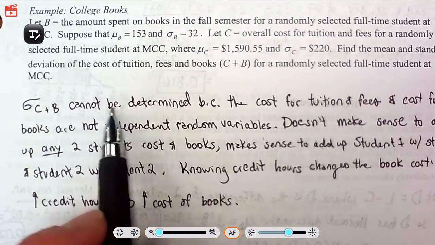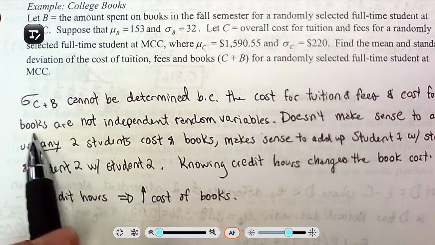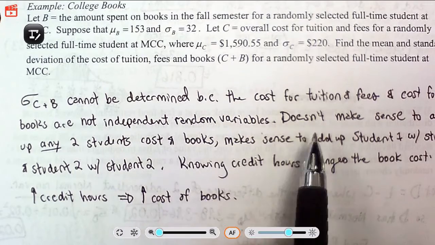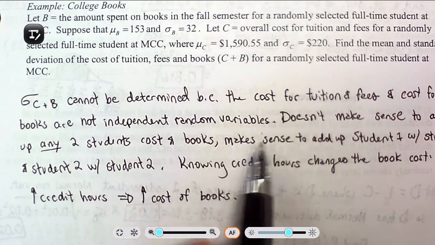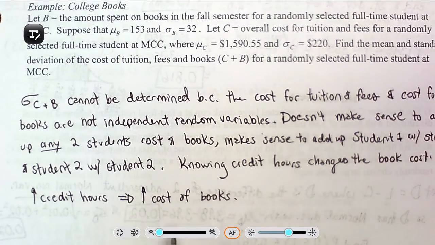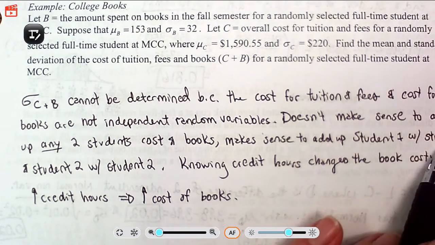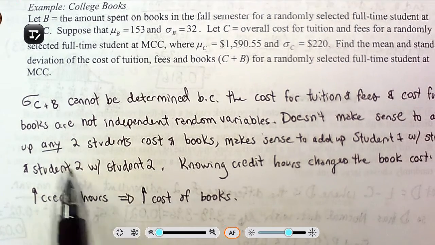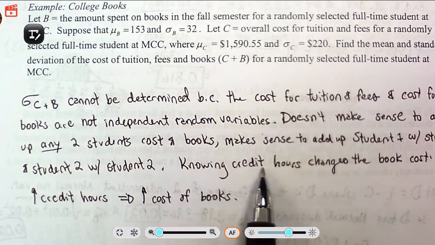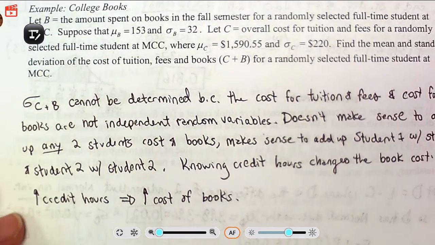So sigma C plus B cannot be determined because the cost for tuition and fees and cost for books are not independent random variables. It doesn't make sense to add up any two students' cost and books. It makes sense to add up student one's overall tuition and fees with student one's books. And if student one only took 12 credit hours, then they'll have fewer book fees, where student two will have larger book fees, maybe if they took close to 18 credit hours. Knowing credit hours changes the book cost. As credit hours increase, book cost increases.